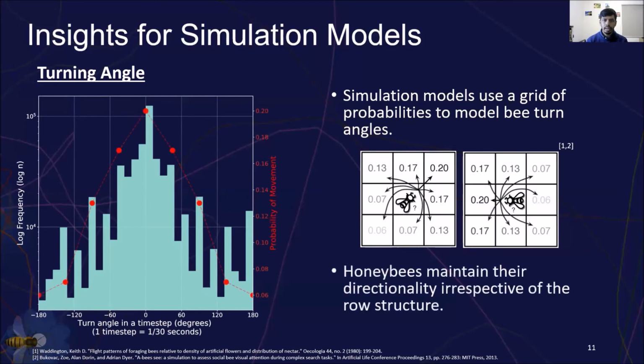So this shows that honeybees maintain their directionality while moving irrespective of the row structure. That means row direction will not influence honeybee movement in strawberry cropping systems. This is an important phenomenon growers can use when designing agricultural setups. So as I mentioned before, however, this behavior might change from crop to crop or environment to environment.